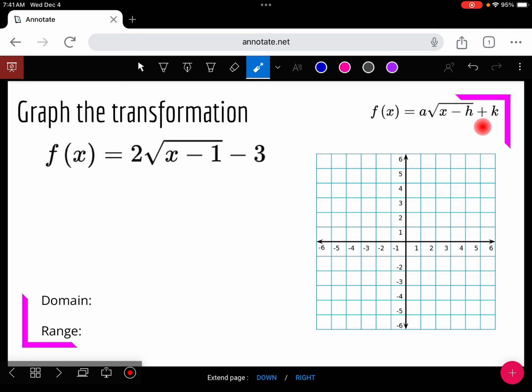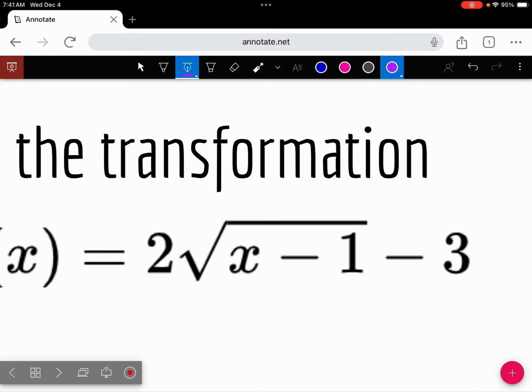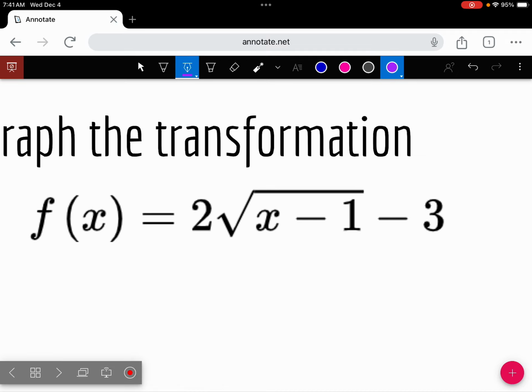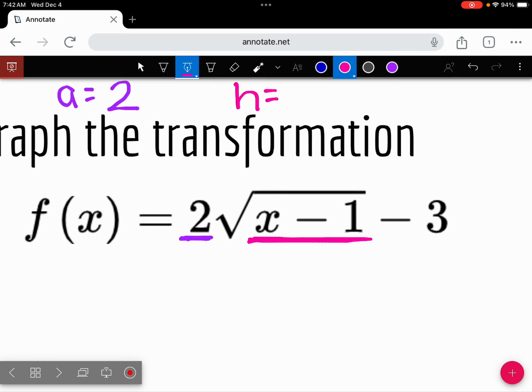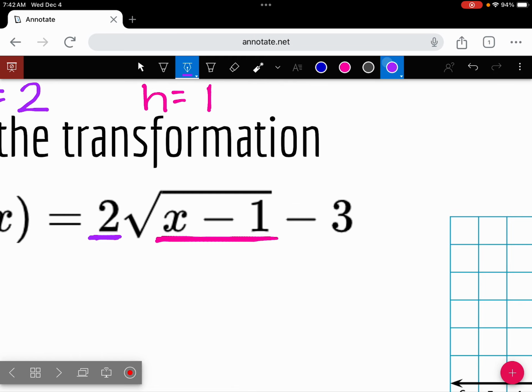So again, I have our transformation form up here, but if we know our quadratic transformations, we should be able to find our square root transformations. What is our A? Suppose our A is 2. That's this number out in front right here. What is our H? It's this guy in here, and it always has the opposite sign of the expression, so it's going to be a +1. What about our K? -3. Good.